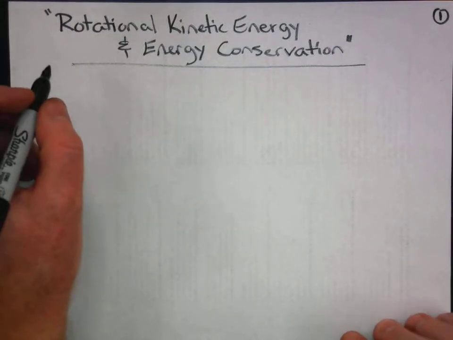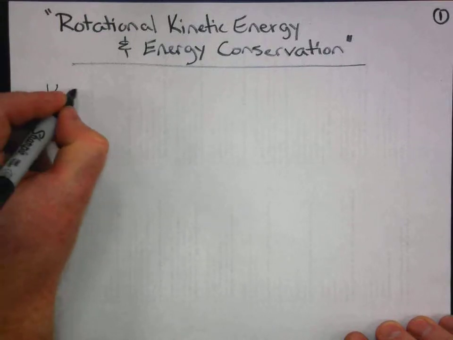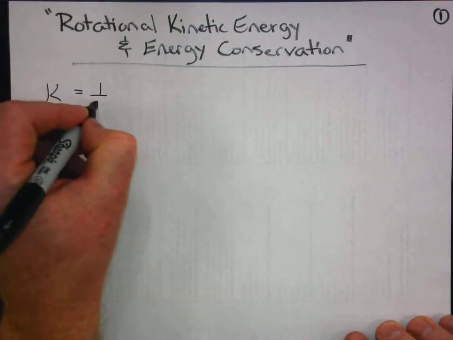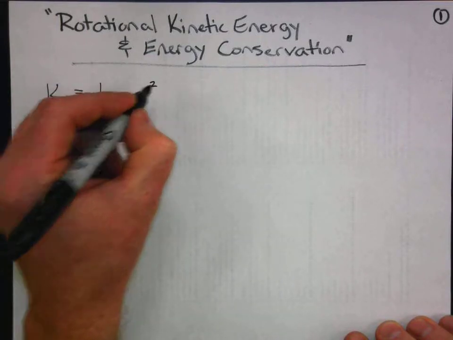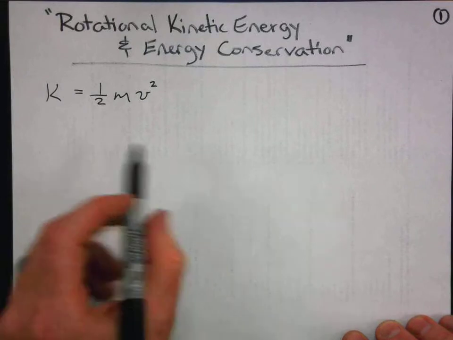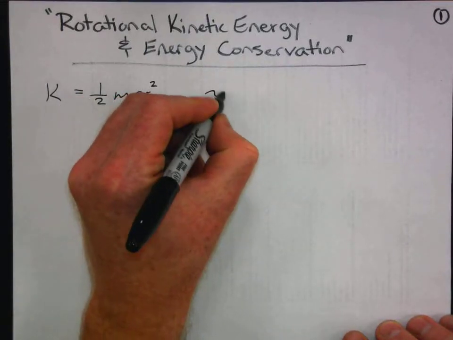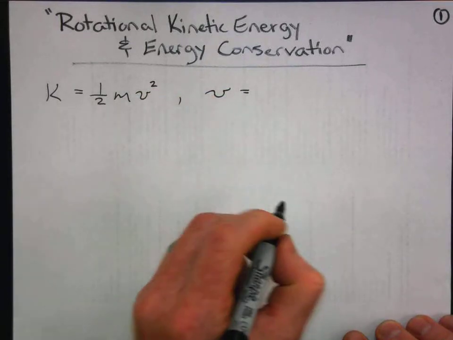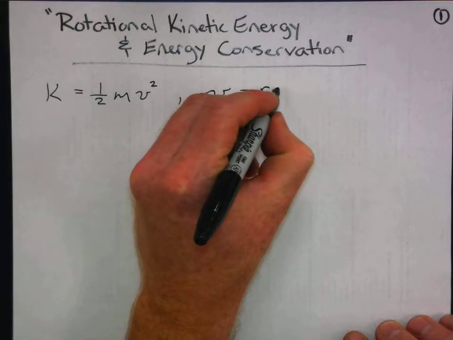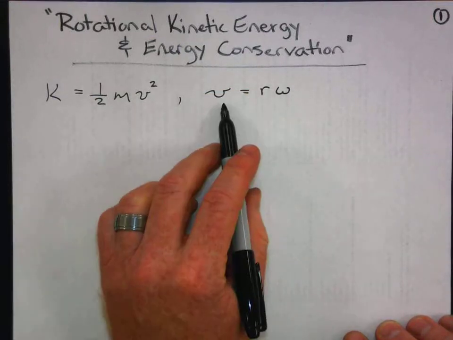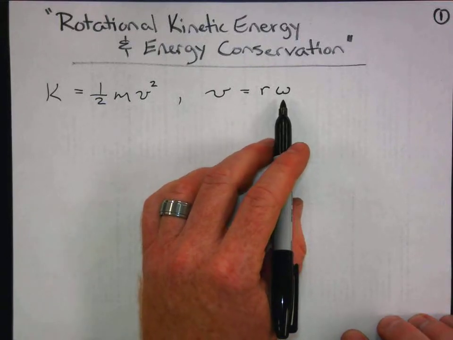So to begin, recall that kinetic energy of translational or linear motion is simply 1/2 times the mass of the object times the velocity of the object squared. Well, we also want to connect this to rotation, and there's a really basic way to relate translational speed to rotational, where your translational is equal to the radius times your angular speed, or angular velocity if you like.